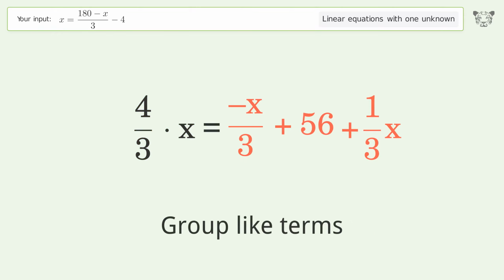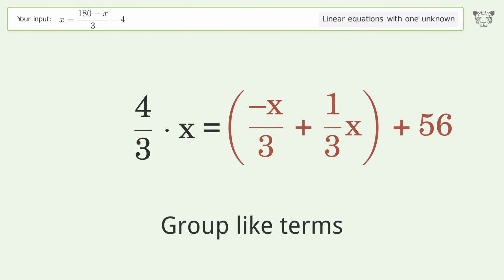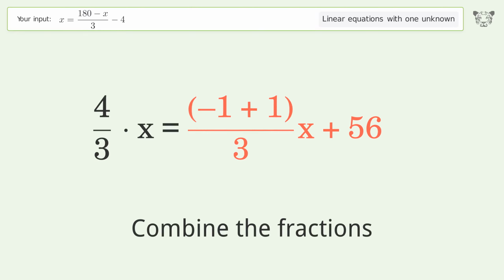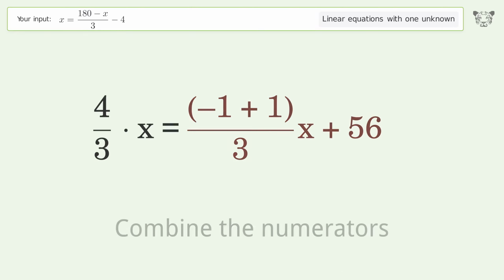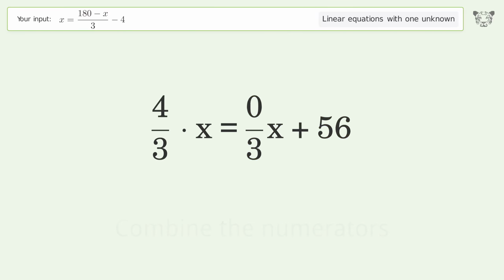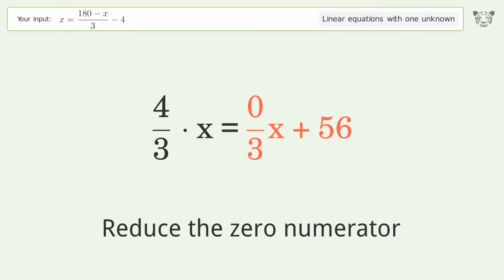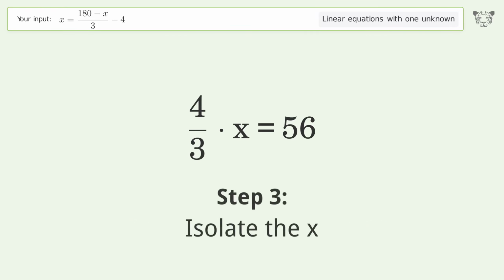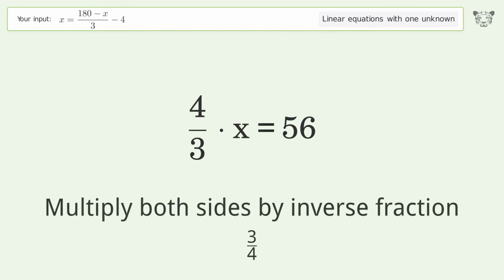Group like terms. Combine the fractions. Combine the numerators. Reduce the zero numerator. Simplify the arithmetic. Isolate the x. Multiply both sides by inverse fraction 3 over 4.